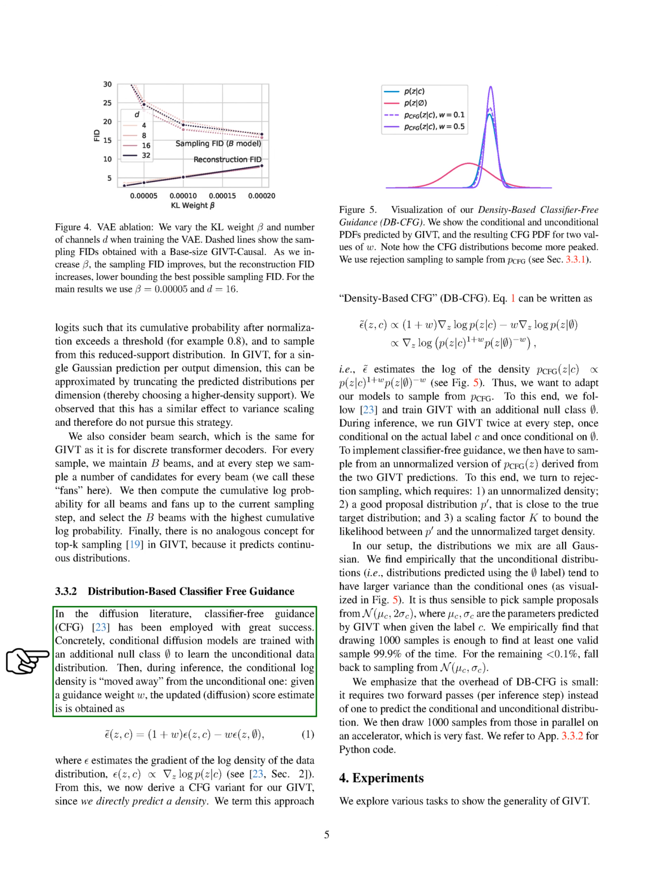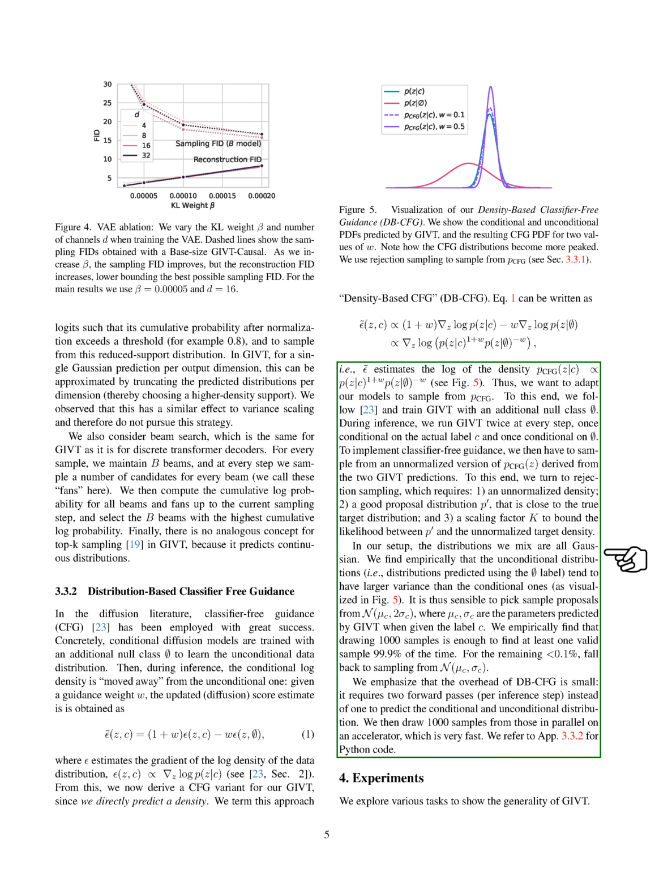We've derived a variant of CFG for our GIVT, which we call density-based CFG, dBCFG, since we directly predict a density. We train GIVT with an additional null class, and during inference, we run GIVT twice at every step, once conditional on the actual label and once conditional on the null class. To implement classifier-free guidance, we then have to sample from an unnormalized version of the density derived from the two GIVT predictions. We use rejection sampling, which requires an unnormalized density, a good proposal distribution that is close to the true target distribution, and a scaling factor to bound the likelihood between the proposal and the unnormalized target density.